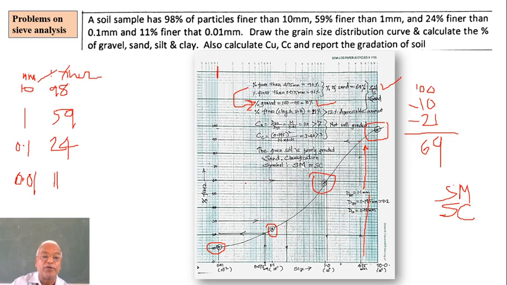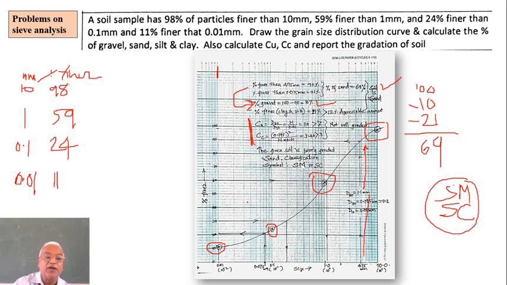So D60 is 1.1. D10 is already done, it is 0.01. So D60 by D10, Cu, is 110. Similarly Cc, D30 squared divided by D10 times D60, it is 3.46, more than 3. So it is not well graded. Anyway, this is not a matter at all, because it is going to be SM or SC. The given soil is poorly graded as far as this is concerned. Classification is sand, but the symbol will be SM or SC.